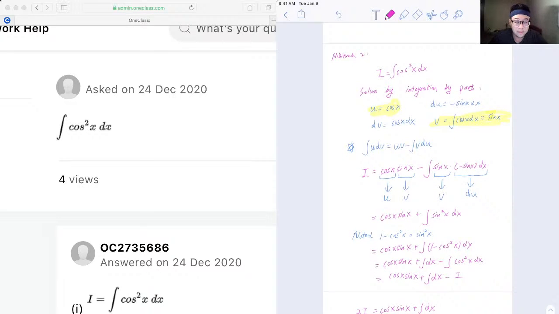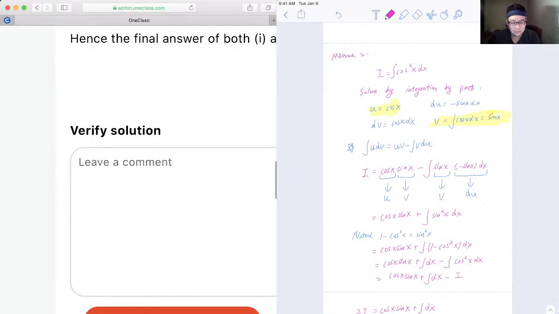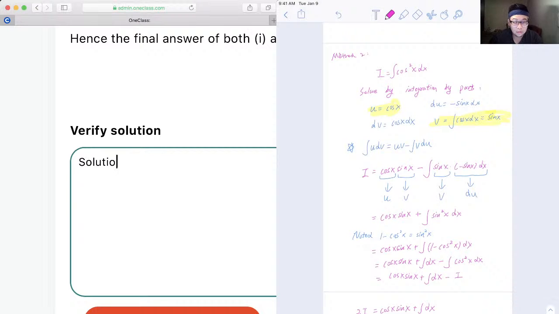So let's leave a comment. She is correct.